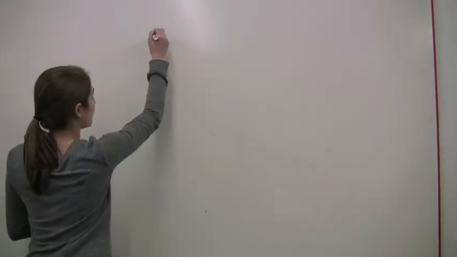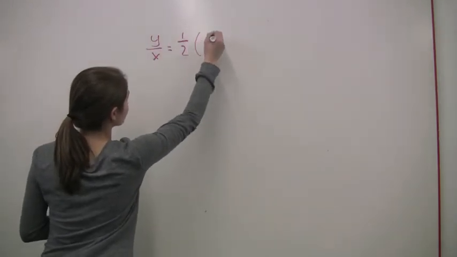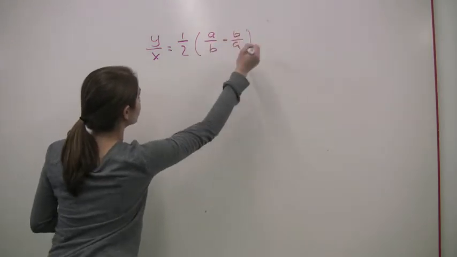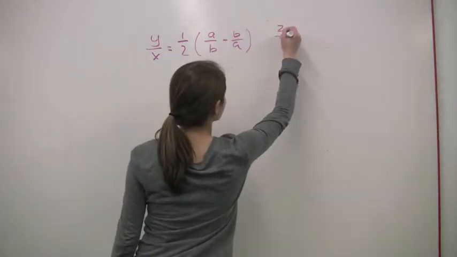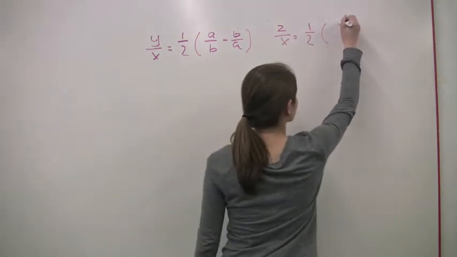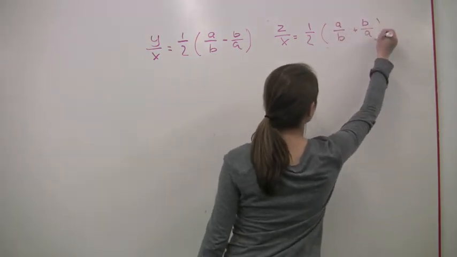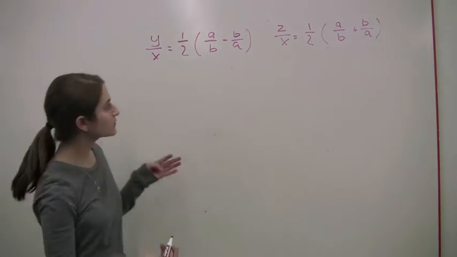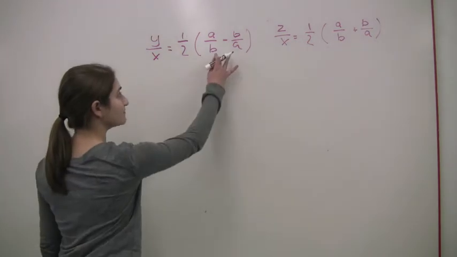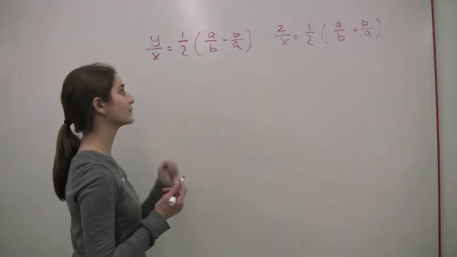Let's remember that y over x equals 1/2 times a over b minus b over a, and z over x equals 1/2 times a over b plus b over a. As we look at these two equations, we now notice that they can be simplified even more. The first step is to find a common denominator. The common denominator for this one is a over b.